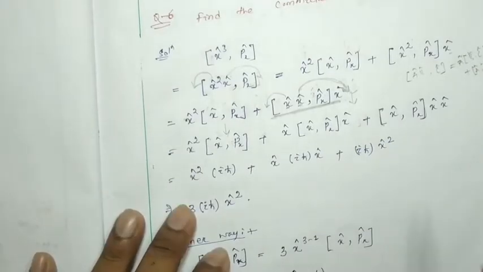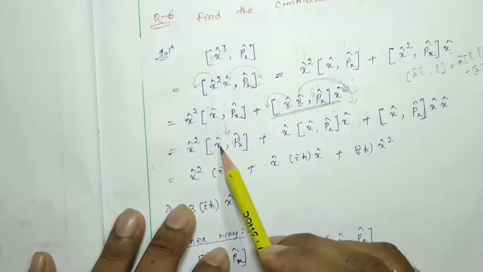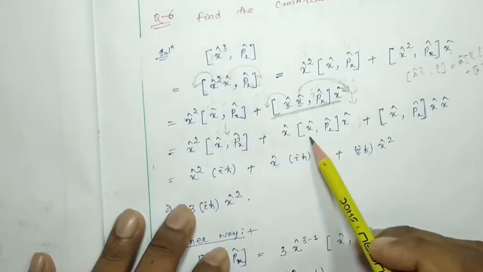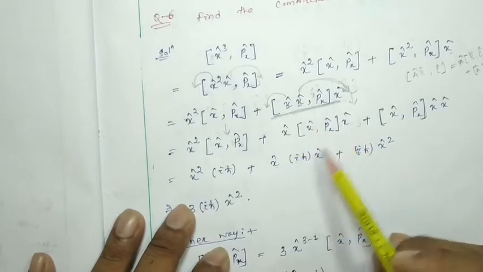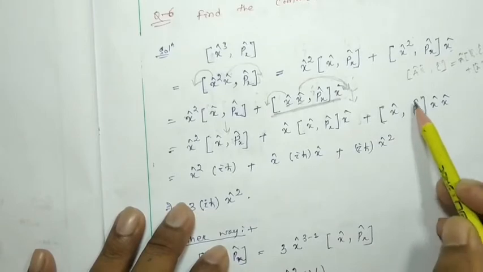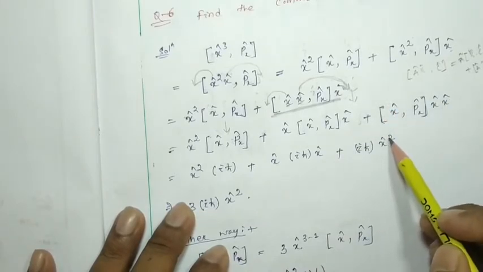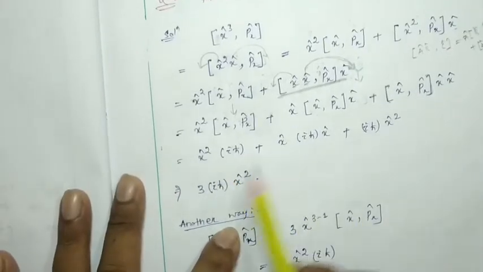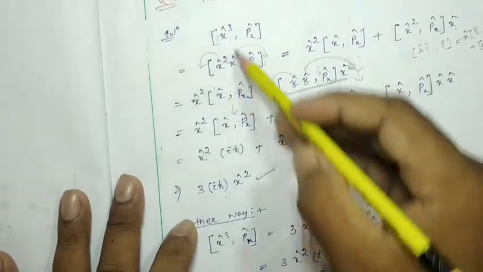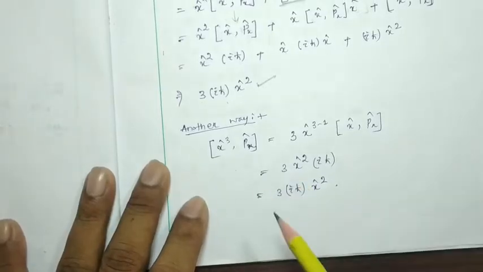So it will be x cap square, x cap px cap is nothing but IH cross. X cap will be here, x cap px cap commutation is IH cross, x cap is there, and x cap px cap commutation is nothing but IH cross. X cap will be x cap square. Okay, so we found that 3 IH cross x cap square. This is the step by step, so-called traditional method.